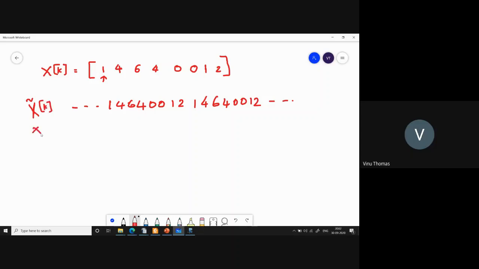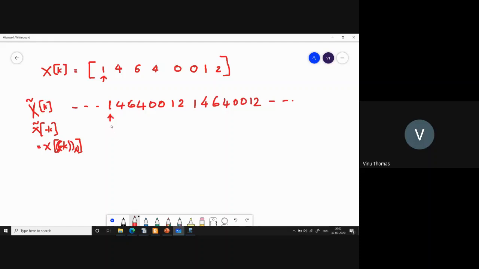So therefore, what will be x tilde of minus k? This is nothing but x of minus k modulo n. From the definition of the modulo operator, x tilde of minus k is x of minus k modulo n, right?